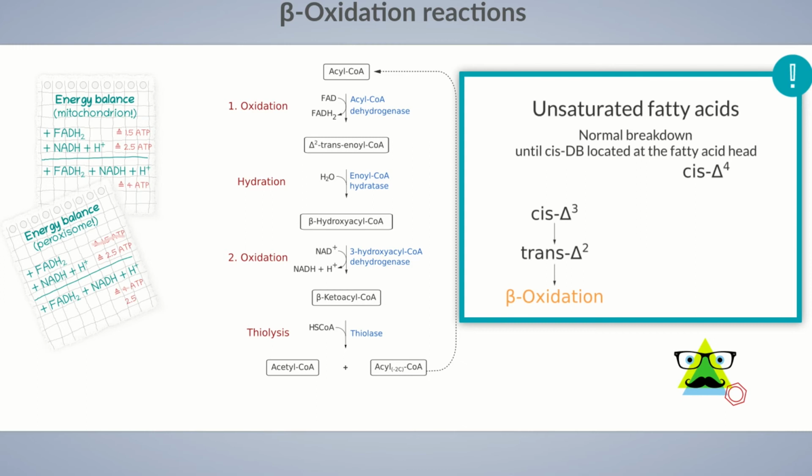For a cis double bond in the delta 4 position, an additional trans double bond in the delta 2 position is inserted, and the resulting dienoyl is converted into an acid with a single trans double bond in the delta 3 position. Through isomerization, this intermediate can be converted into a trans double bond in the delta 2 position so that the fatty acid can be further degraded by beta-oxidation.